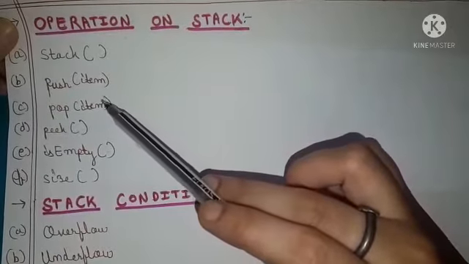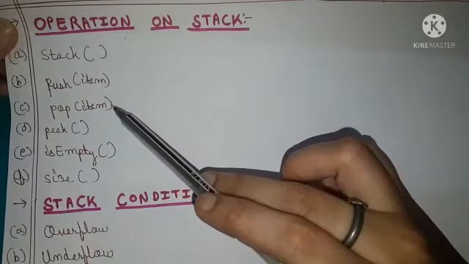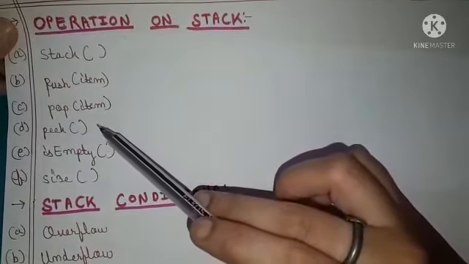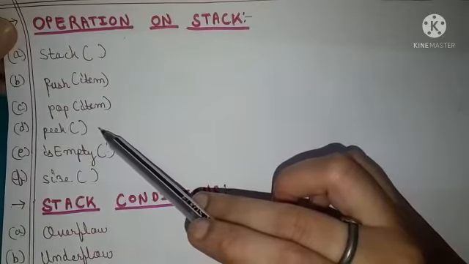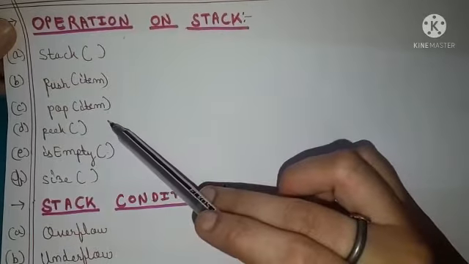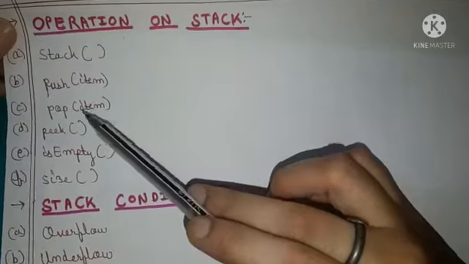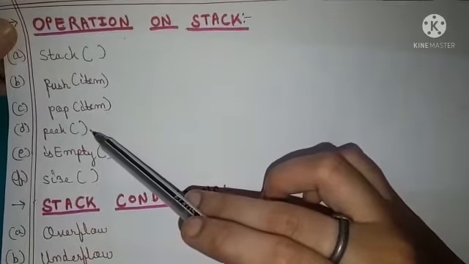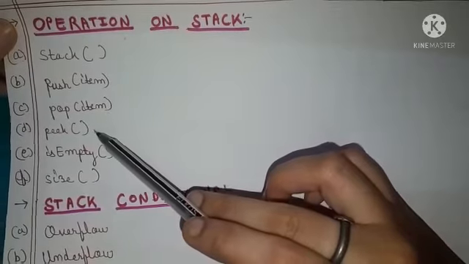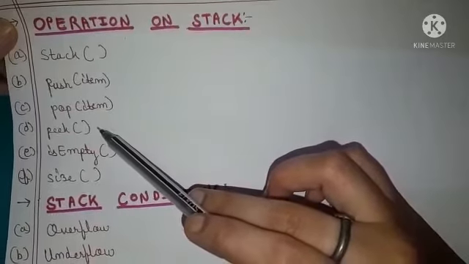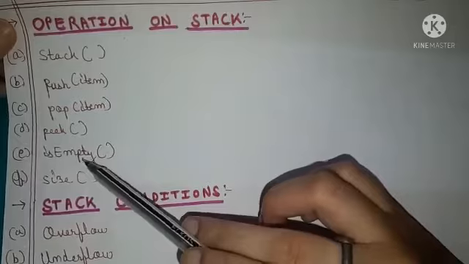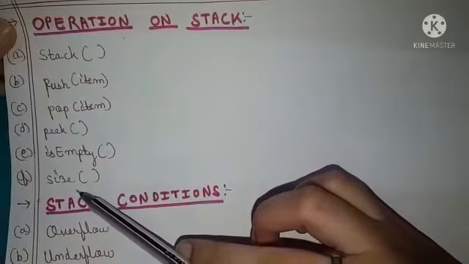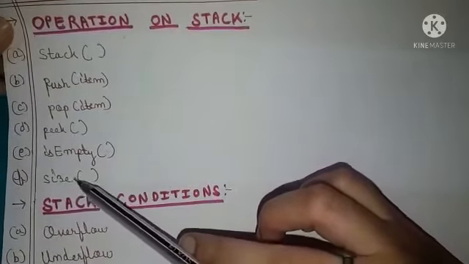Okay, then push item, that means inserting an element at the top of the stack. Pop item, that is deleting an element from the top of the stack. Peek, that is returning the top element of the stack rather than removing it. This is executed when the pop function is executed. So this function is returning the top element of the stack rather than removing it. Then is empty, it checks whether the stack is empty or not. Then size, it checks the size of the stack.